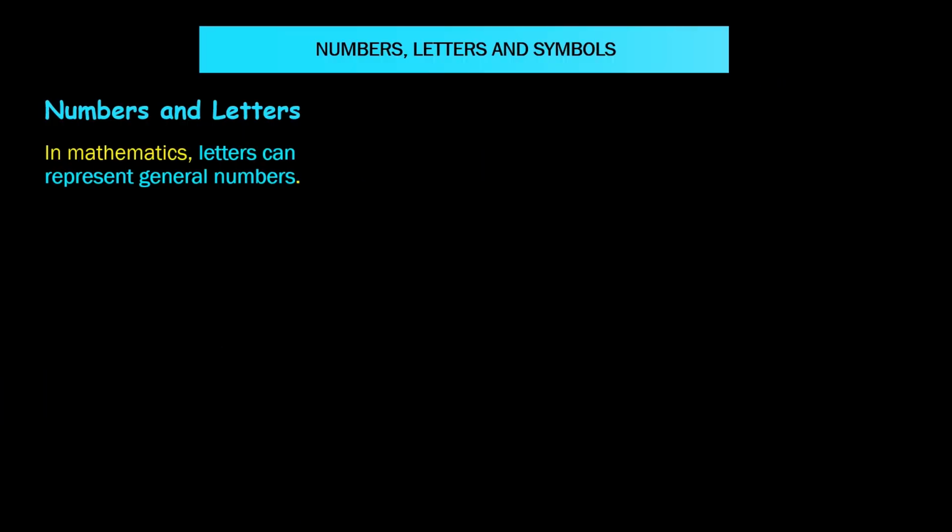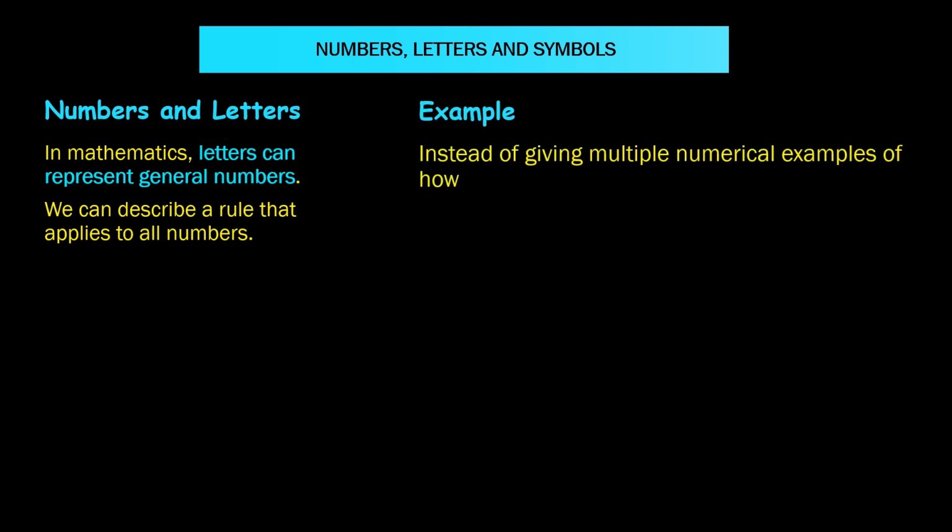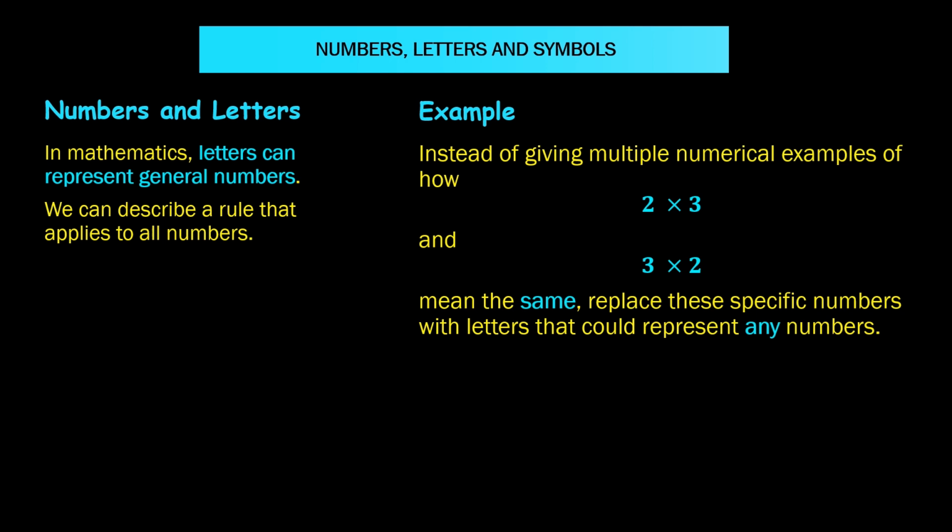In mathematics, letters can represent general numbers. We can describe a rule that applies to all numbers. So, for example, instead of giving multiple numerical examples of how 2 times 3 and 3 times 2 mean the same, we can replace these specific numbers with letters that could represent any numbers. So, for instance, we have the rule A times B equals B times A.